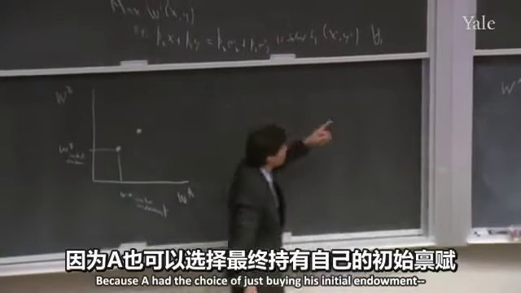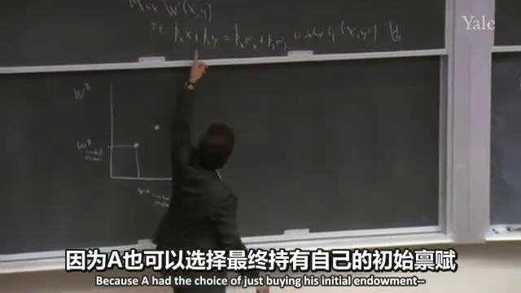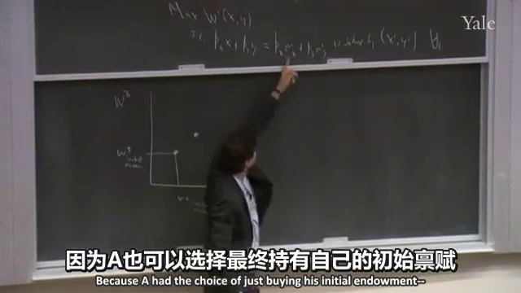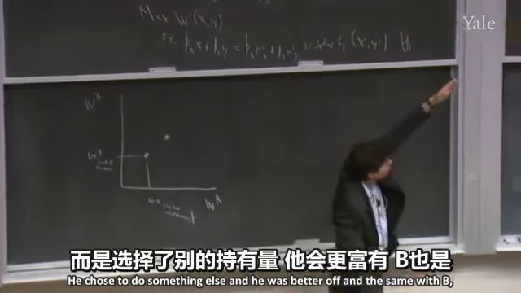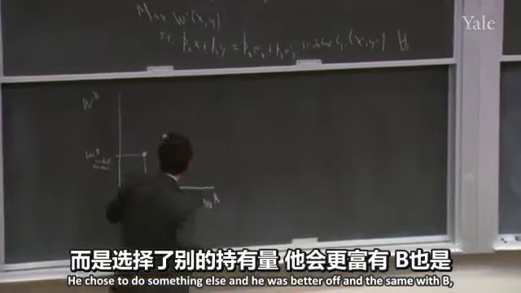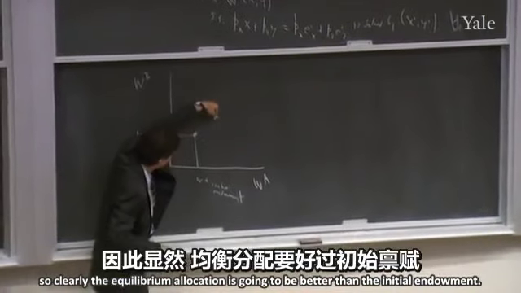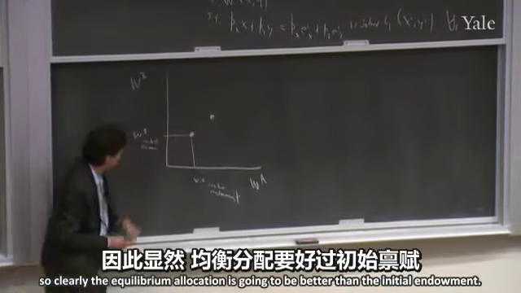How do you know that? Because A had the choice of just buying his initial endowment. That's always affordable, and he chose not to do it. He chose to do something else, and he was better off, and the same with B. So clearly the equilibrium allocation is going to be better than the initial endowment.